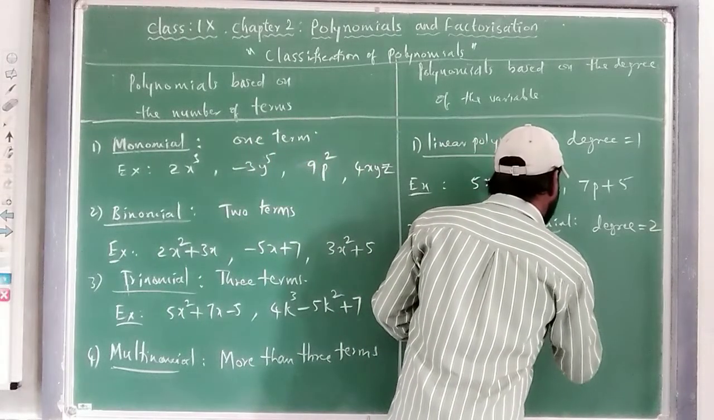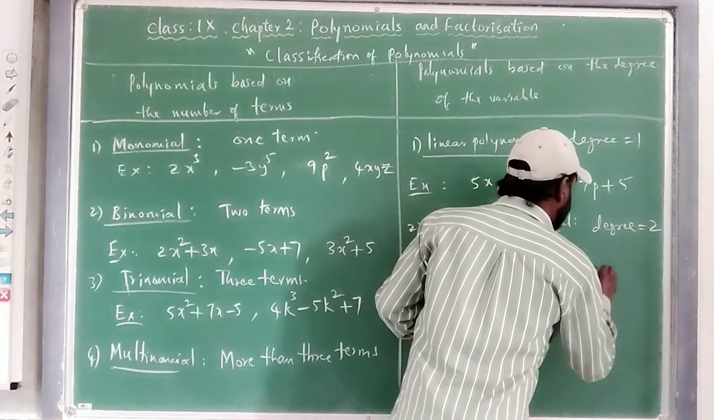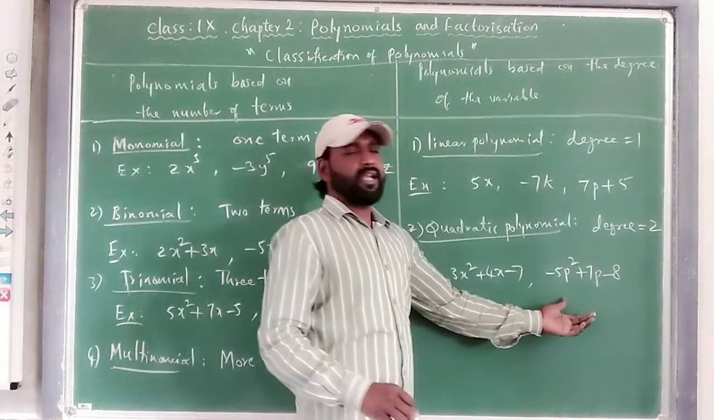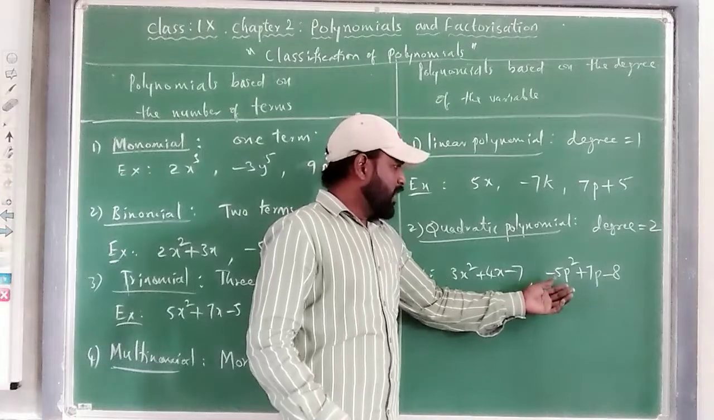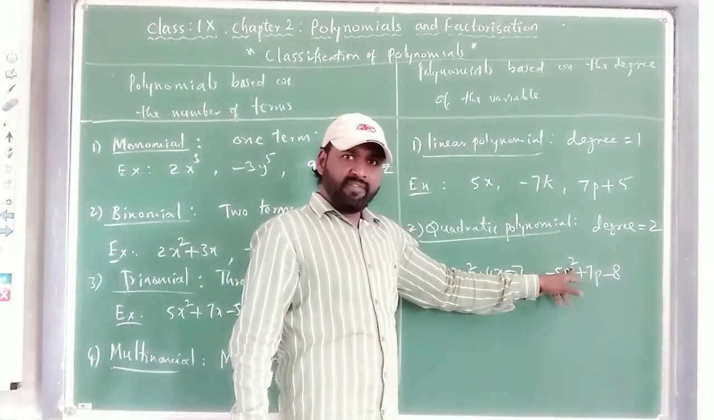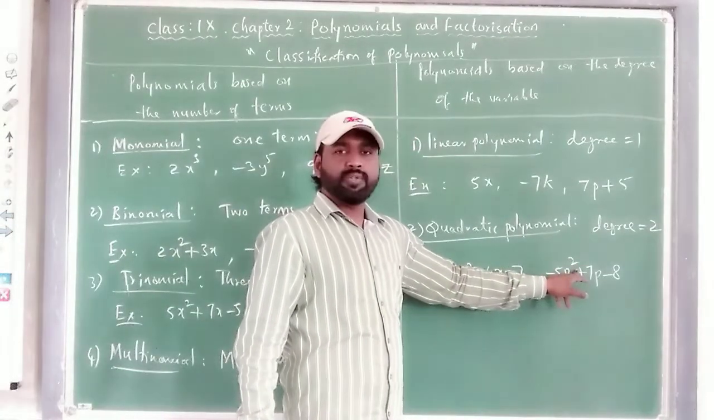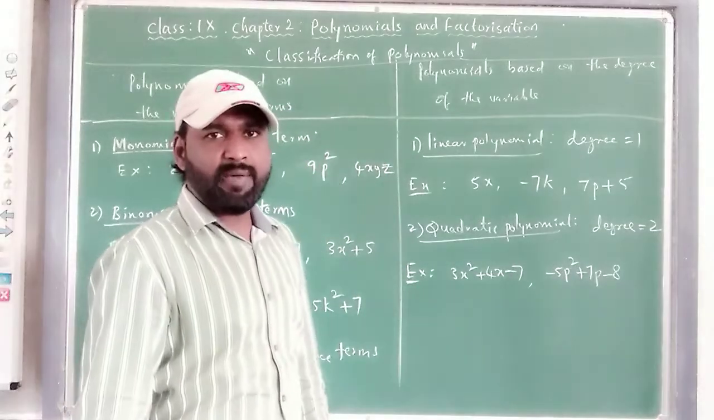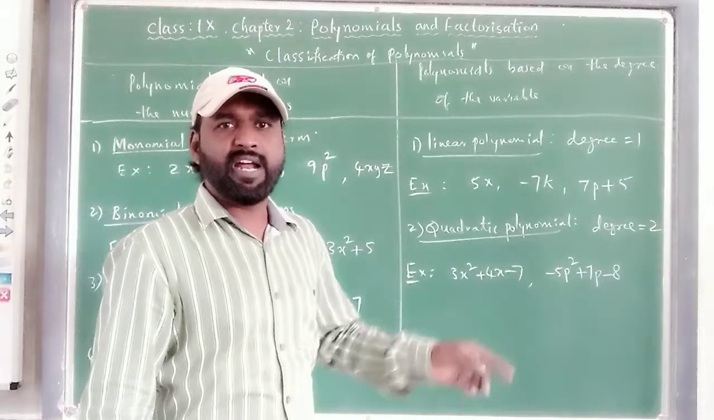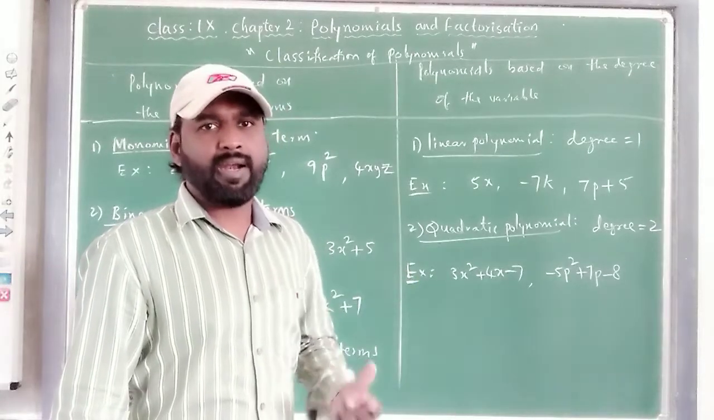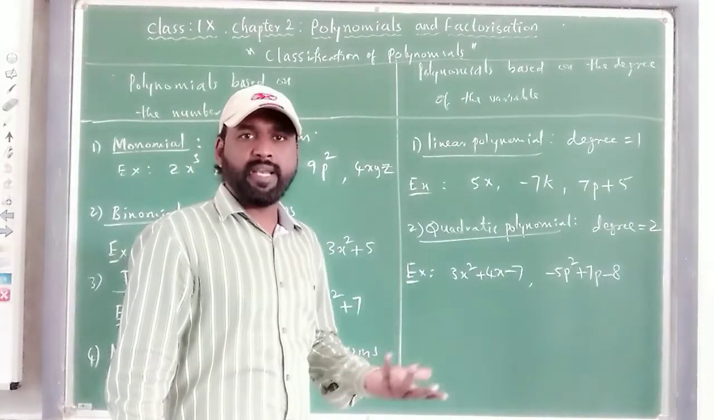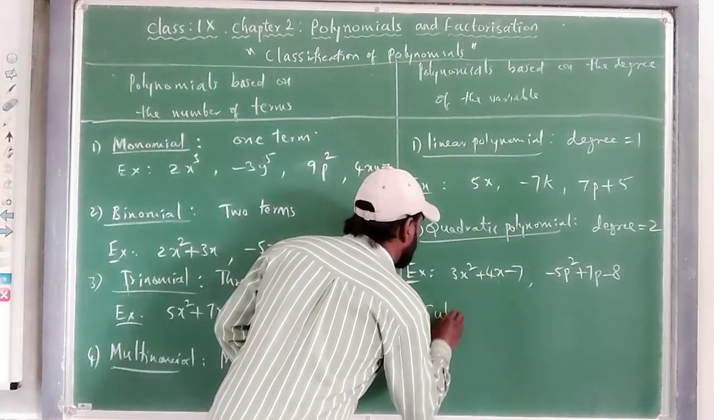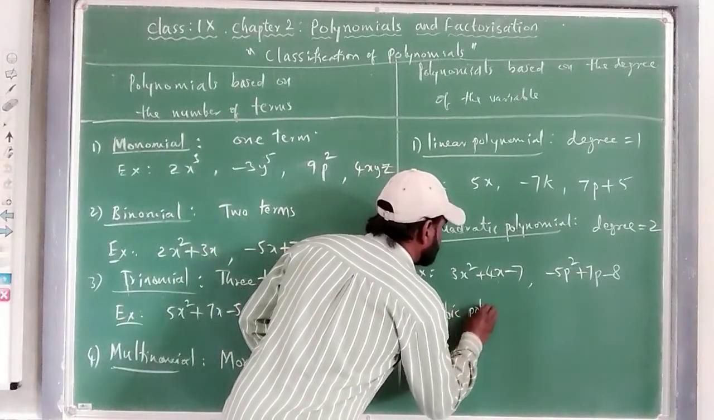Suppose minus 5p square plus 7p minus 8. It is also a quadratic polynomial. Why? The degree of the variable p is 2. That is why it is called a quadratic polynomial. So if the degree of the variable is 1, it is linear. If the degree is 2, it is quadratic. If the degree of the variable is 3, it is called a cubic polynomial.